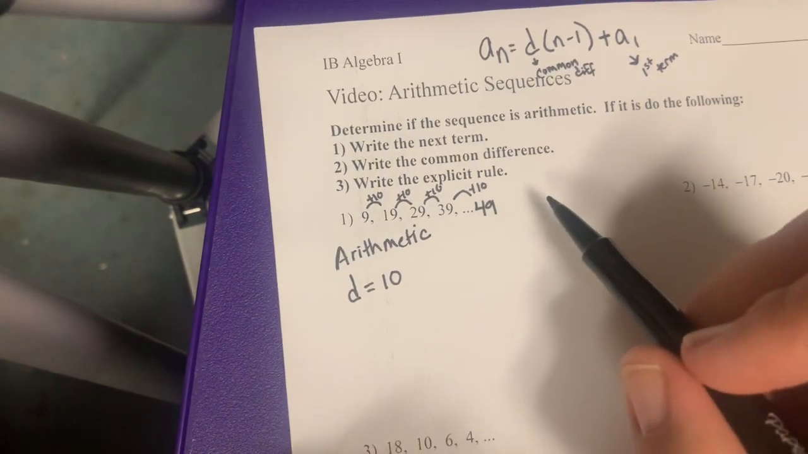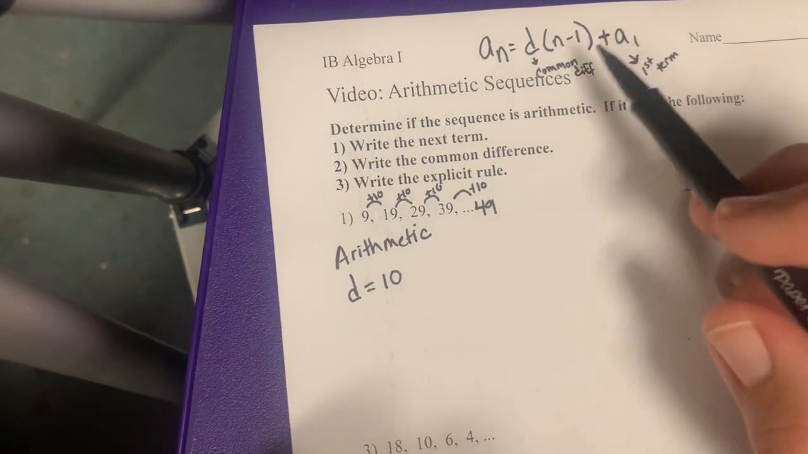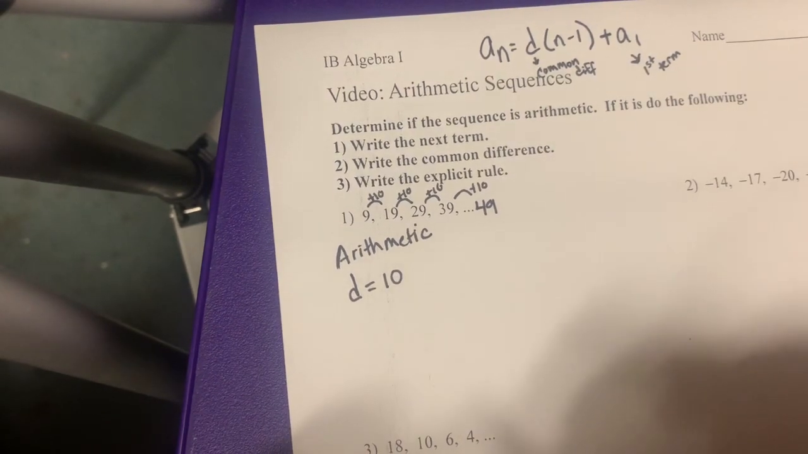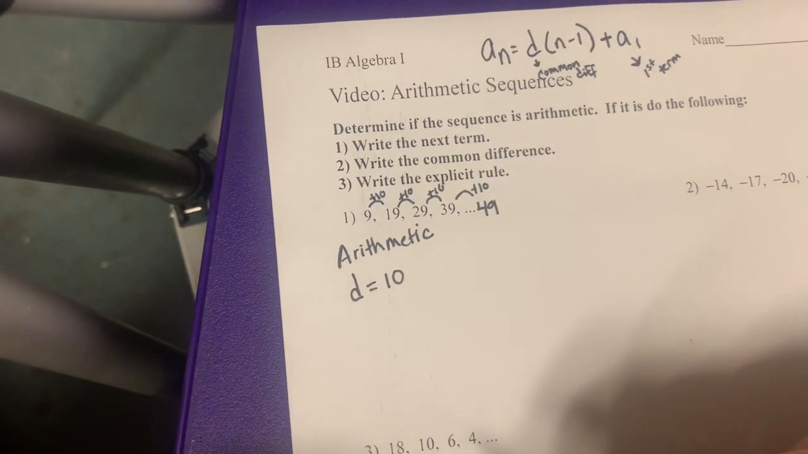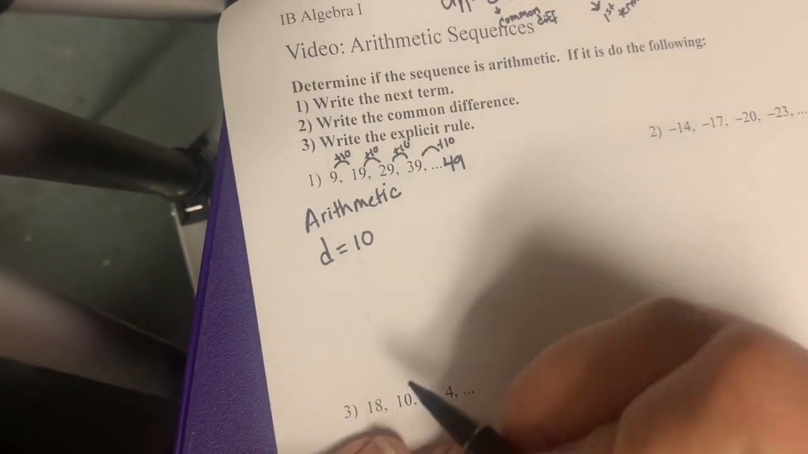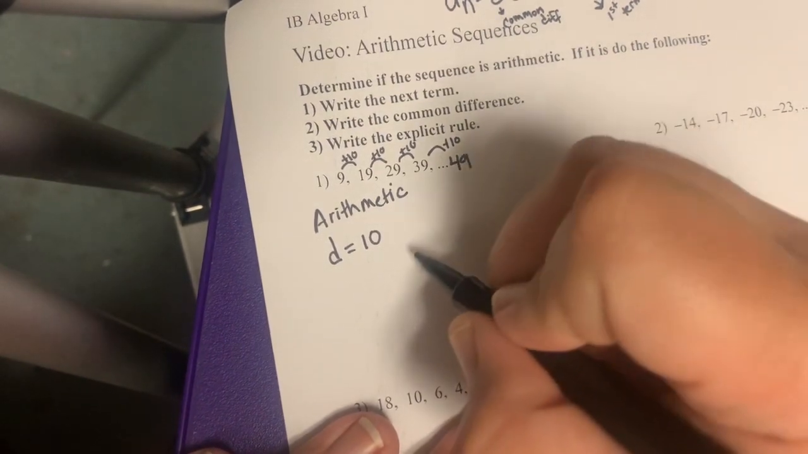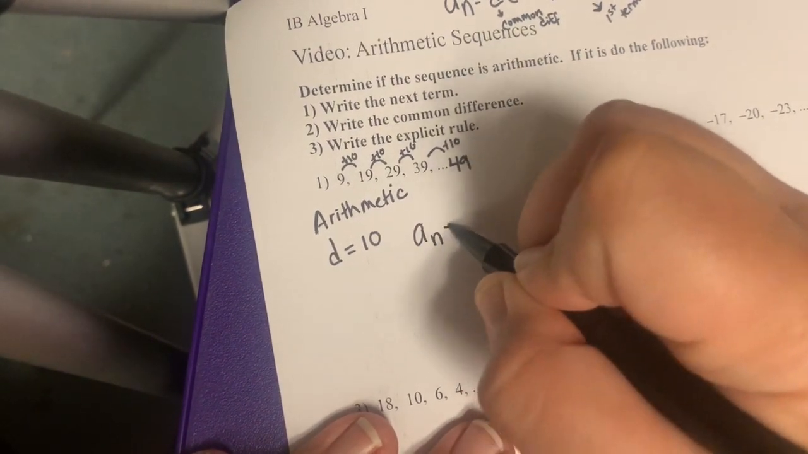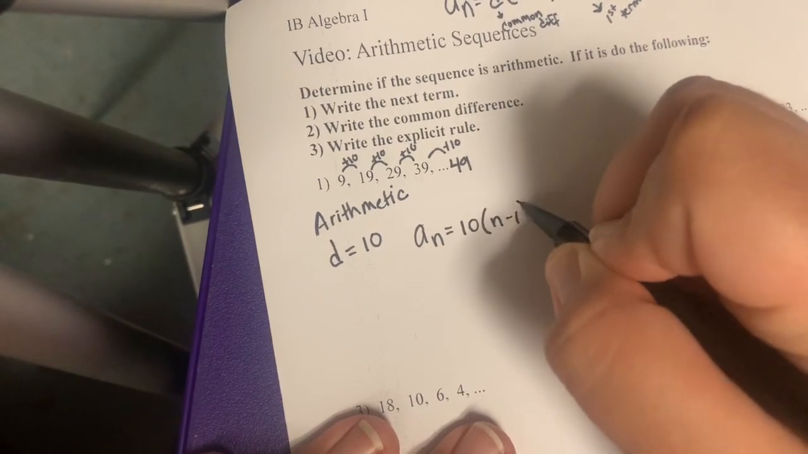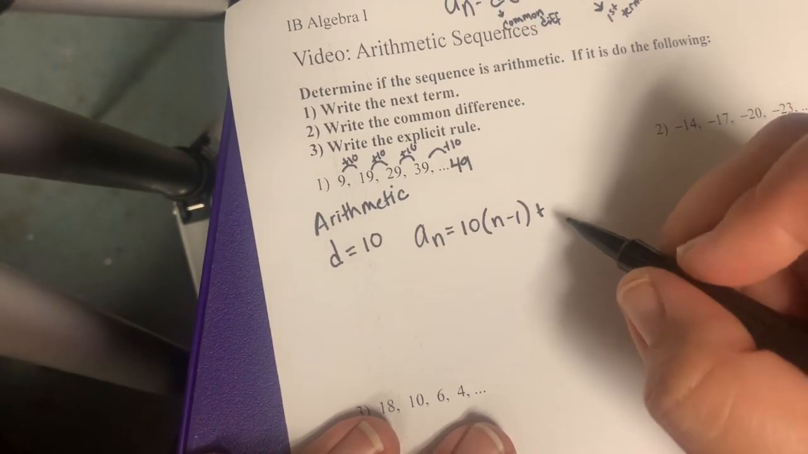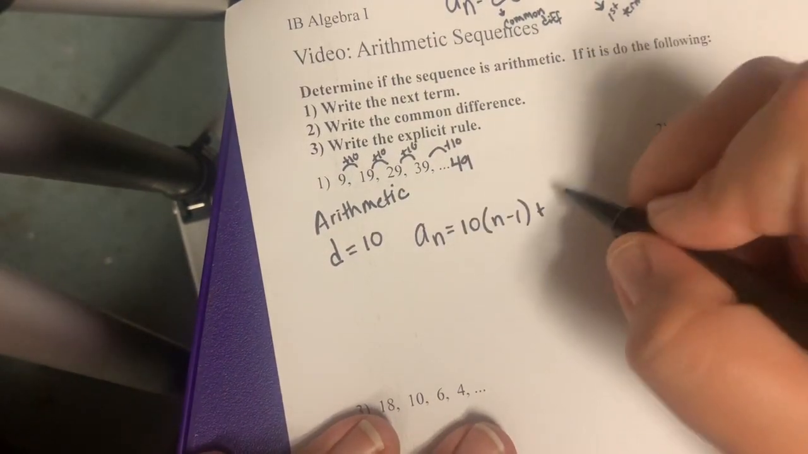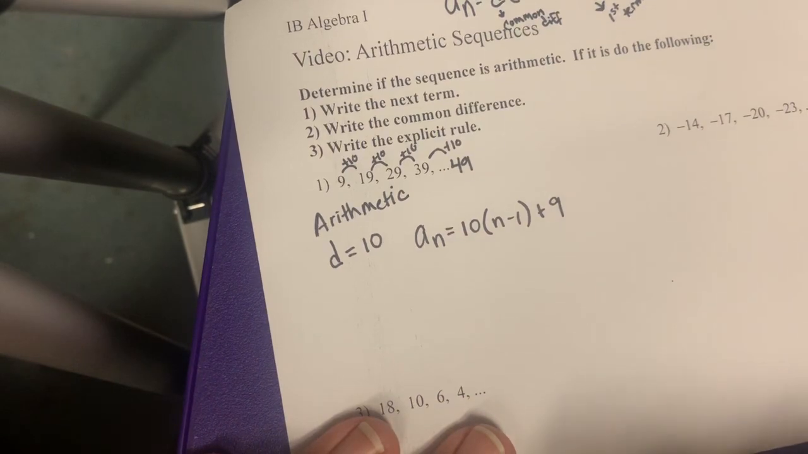Write the explicit rule is next. I'm going to use this formula up here, fill in my 10 where the D is, and fill in my A1 with the first number in the sequence. And then I'm going to simplify it out, just like we practiced in the simplifying expressions video. So let me start by writing it here. We've got A sub n equals D, which is 10, parentheses, n minus 1, plus A sub 1. And A sub 1 is the first term, so the first number in my sequence is 9, that's my A sub 1. I'm going to put plus 9 on the end here.